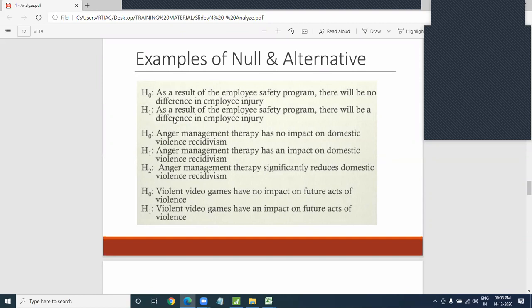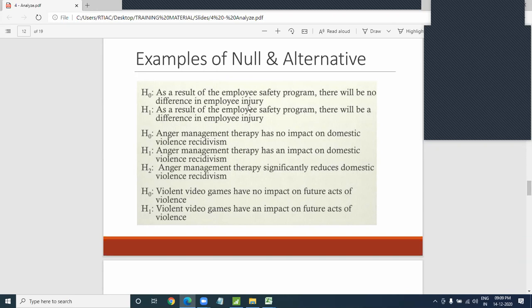What are we trying to do here? We're trying to convince the management, because probably a lot of accidents are happening at the workplace, that we must conduct some sort of employee safety program. If we do this, there'll be fewer injuries. We're trying to develop a relationship between X and Y. We're saying these two things are correlated: if we do this program, people will be more aware and there will be fewer injuries.